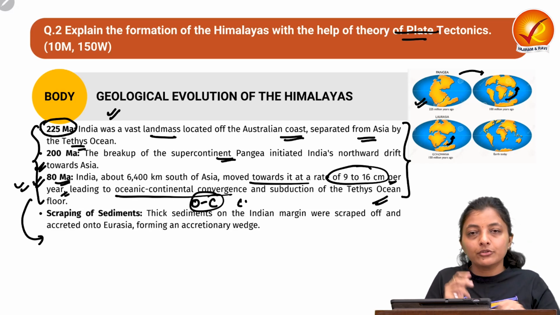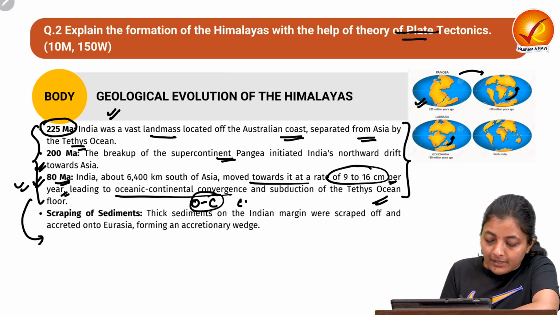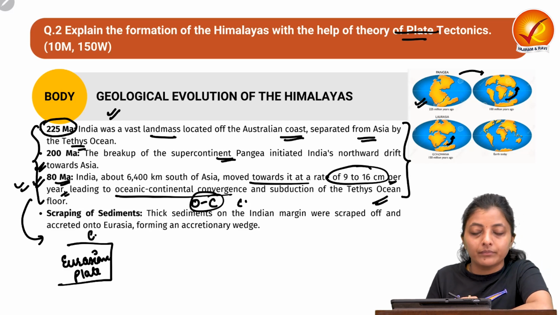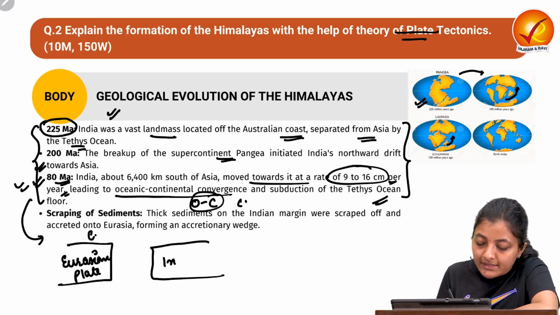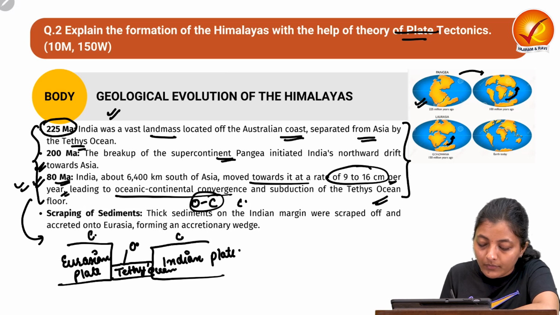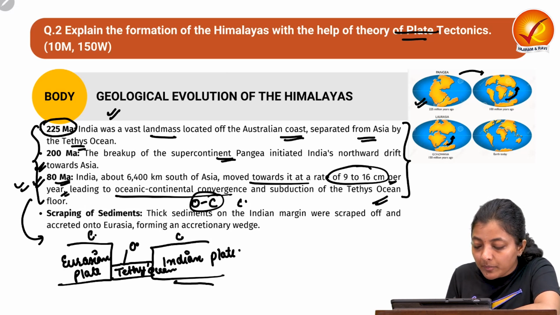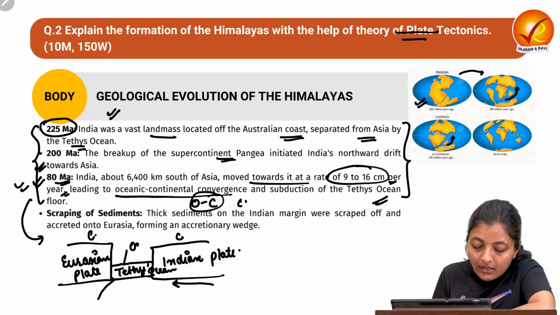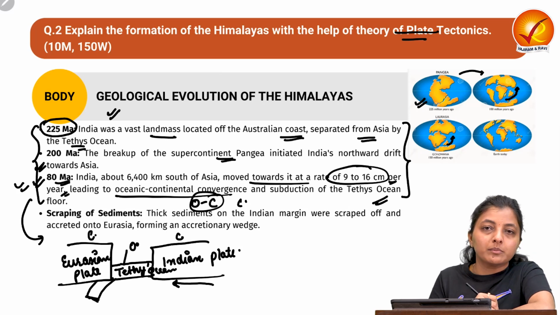Now let's understand through the diagram. See, this is the Eurasian plate. This is majorly a continental plate. What we are saying is that there is an Indian plate, which is continental, and attached with it is the oceanic plate, that is the Tethys Sea or Tethys Ocean. The Indian plate movement started, so it is pushing this Tethys Sea along this Eurasian plate.